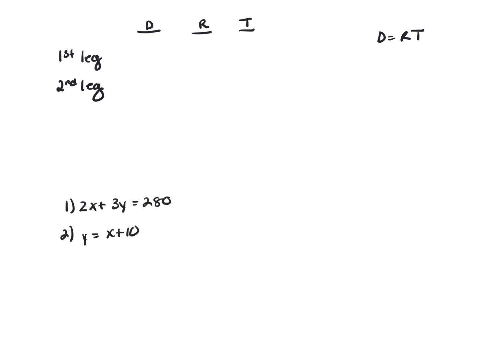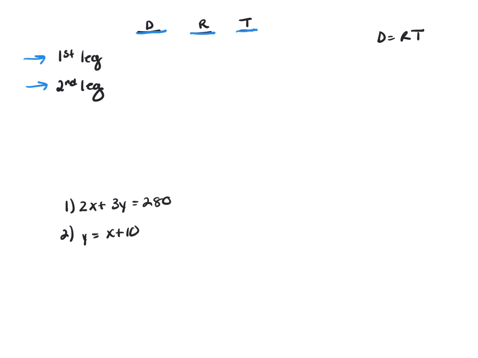I believe this data insight problem is a little bit harder than some because I believe you need to do a little bit of math, or at least write more stuff down. So I've written a chart: distance, rate, and time. My first row will be the first leg of the trip, and my second row will be the second leg of the trip.